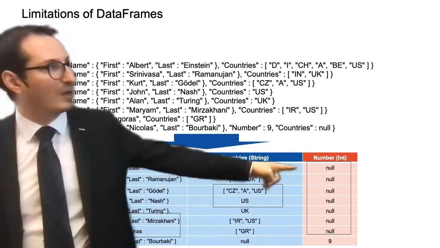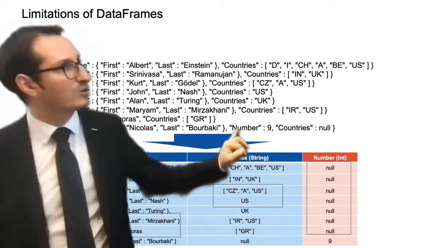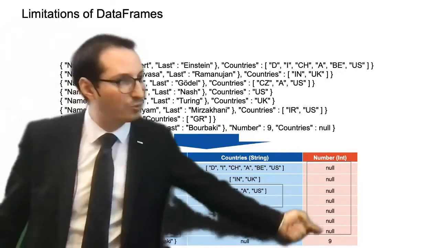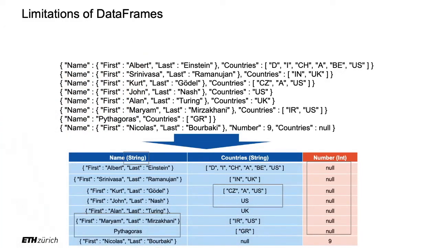Here, it's a different problem. It's that it's nulls everywhere. Just because there was an extra field in there, it creates a new column with plenty of nulls. And that also has its limits because you can only have so many columns, right? At some point, with too many sparse columns, it just doesn't work anymore.